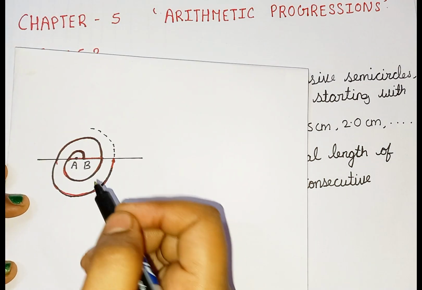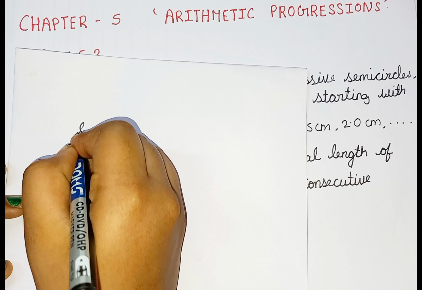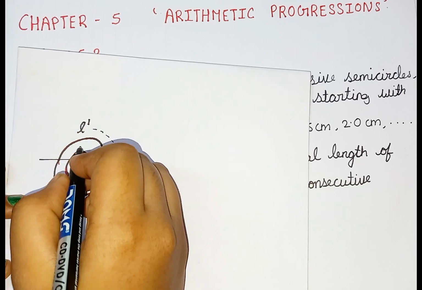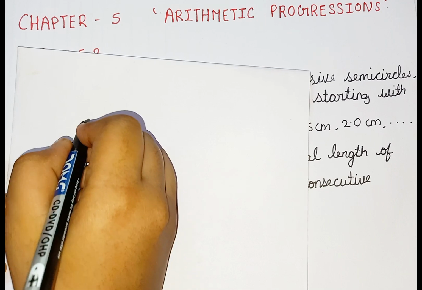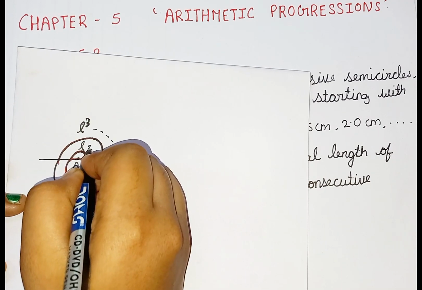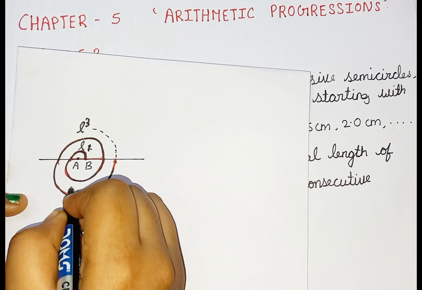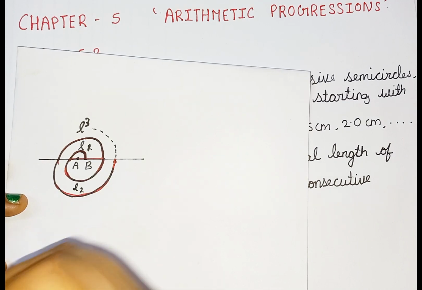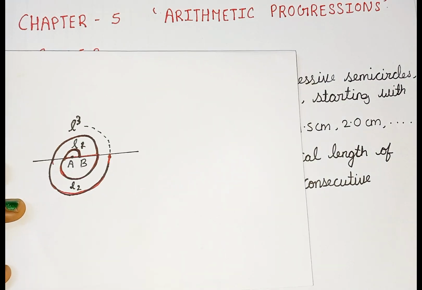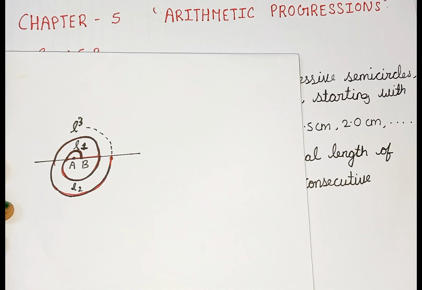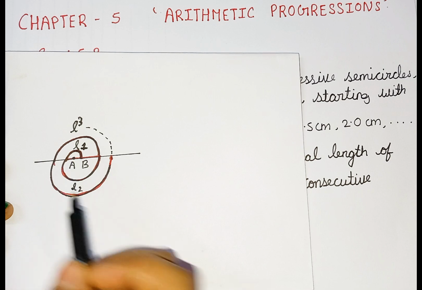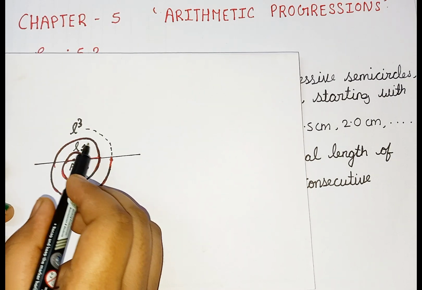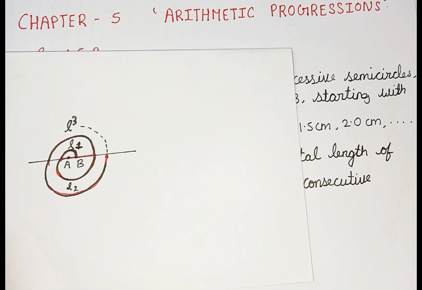According to the question, they have mentioned this is length 1 and this is length 2. Sorry, this is length 1, this is length 2, and this is length 3. It is mentioned in the textbook, so no need to worry. So here we have length number 1, length number 2, length number 3. It is coming like this. Now you know the length, isn't it?